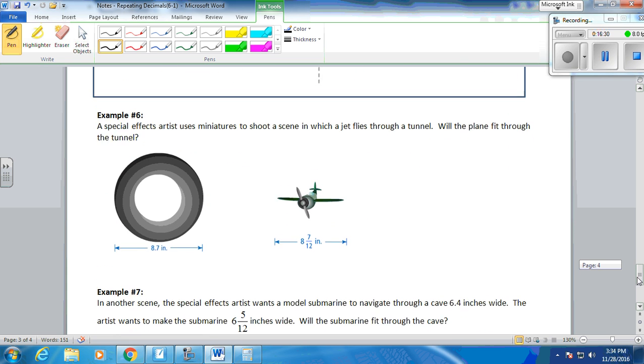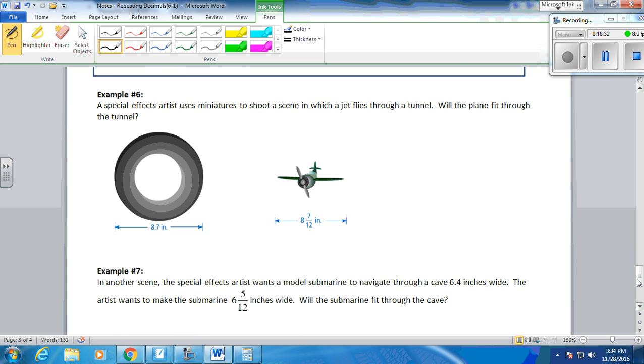Number 6 says that a special effects artist uses miniatures to shoot a scene in which a jet flies through a tunnel. Will the plane fit through the tunnel? So they're giving us the tunnel as 8 7/10 inches, and the plane is 8 7/12 inches. So I need to change 7/12 to a decimal. So 7 divided by 12.